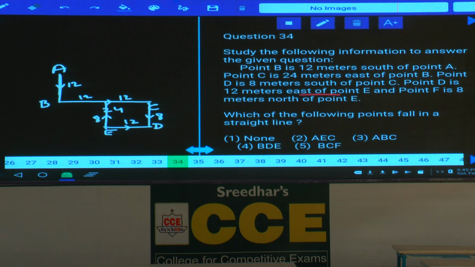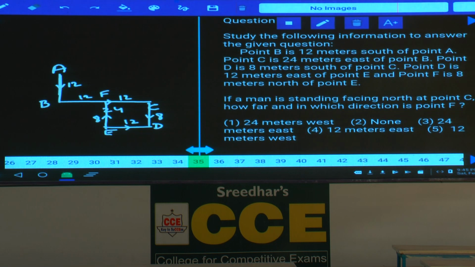Then what is the question here? Which of the following points fall in a straight line? Now tell me what are the points that fall in a straight line? A, E and C does not fall in a straight line. A, B, C. Next one B, D, E and B, C and F. Now tell me B, C and F fall in a straight line or not? F is 8 meters. 8 meters means F will be here. Hence B, C and F form a straight line. That is choice 5.